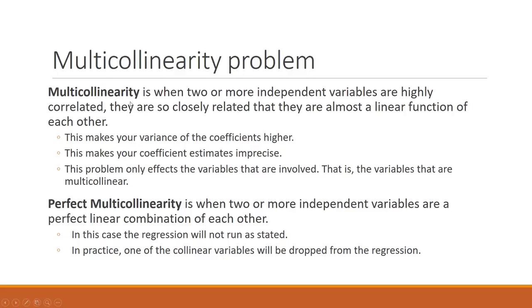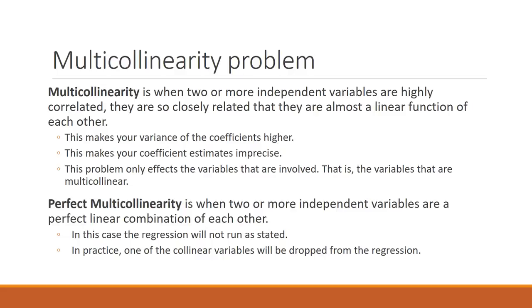All right, so let's summarize the problem. Multicollinearity, when it's not perfect, is when two or more independent variables are highly correlated. They are so closely related that they are almost a linear function of each other. This makes the variance of your coefficients higher. This makes your coefficient estimates imprecise, which will cause a problem in your ability to perform hypothesis tests.